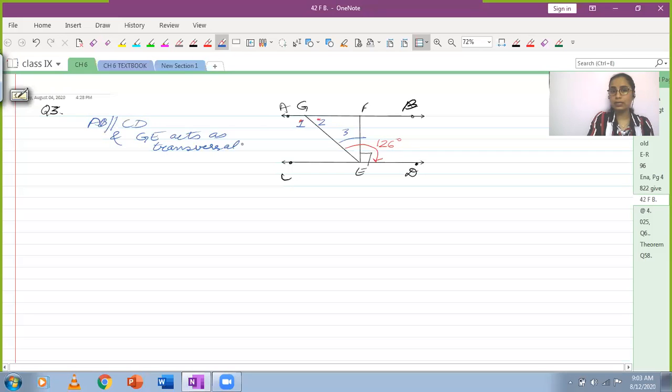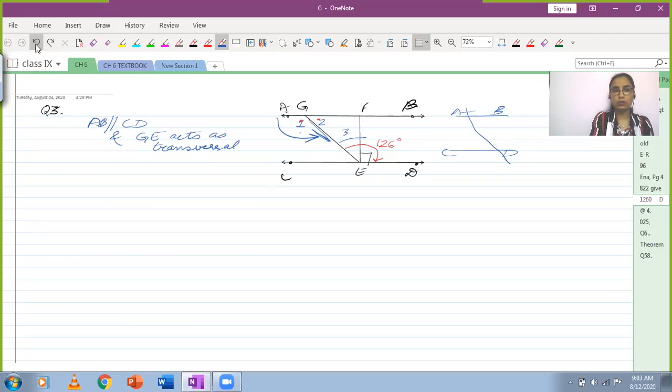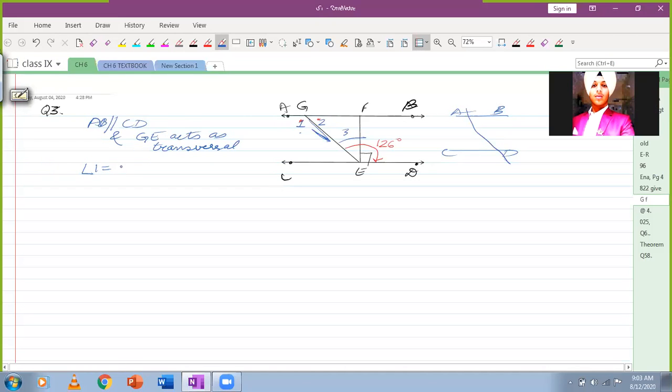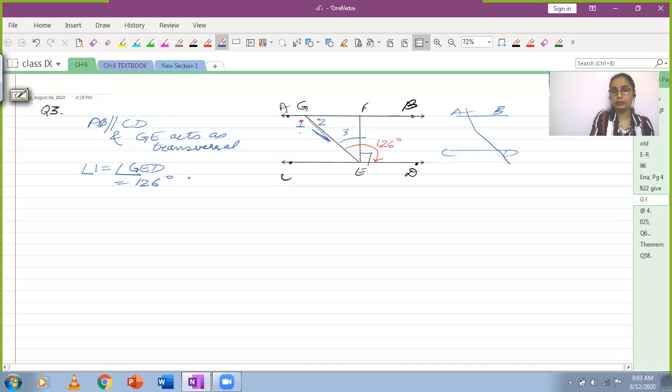Let me know in case I write anything wrong. So we are only focusing on the lines here, AB and CD, and the transversal that I'm concerned with, the one which is horizontal, this one. So we have an angle formed here and an angle formed here. So these are the alternate interior angles which will be equal. So angle 1 will be equal to angle GED, which actually is 126 degrees. And the reason for this is these are a pair of alternate interior angles.